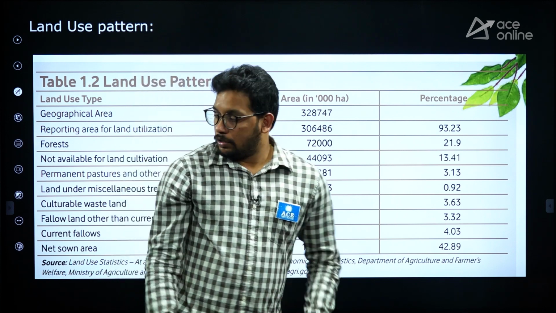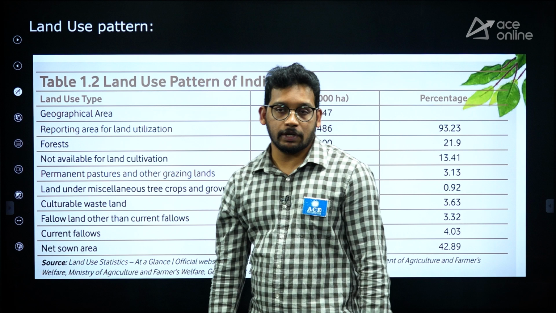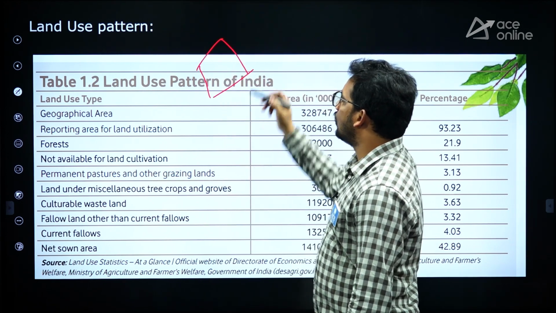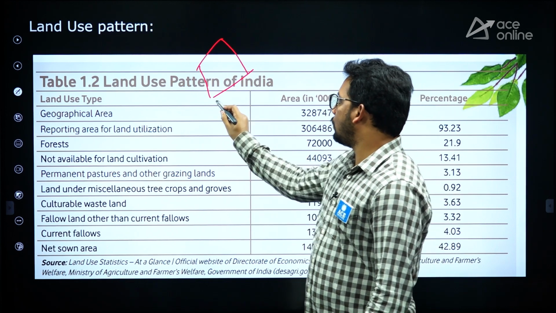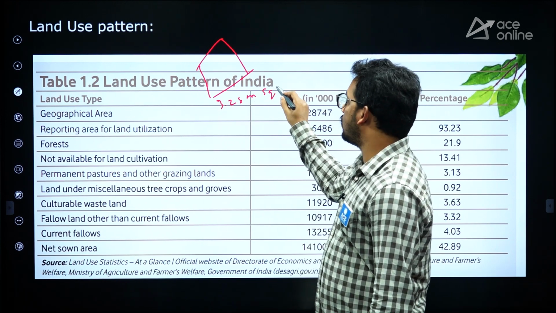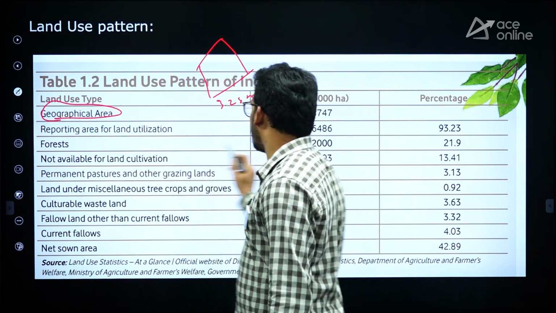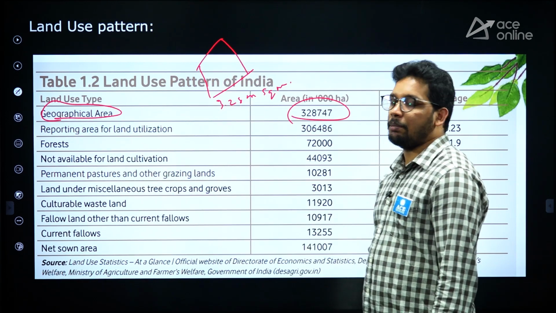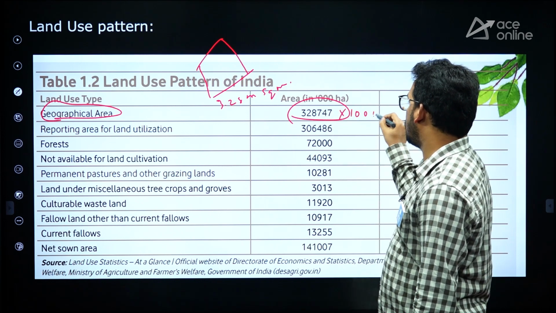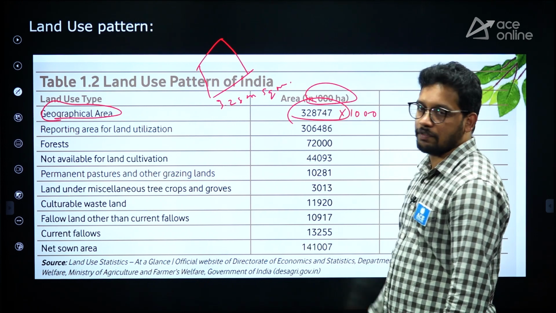Now the report has given the land use pattern. If you see India as a whole, we have around 3.28 million square kilometers. So this is the total geographical area, that is 3.28 million square kilometers. You can convert this into 1000 hectares, because here they have given the data in terms of 1000 hectares.